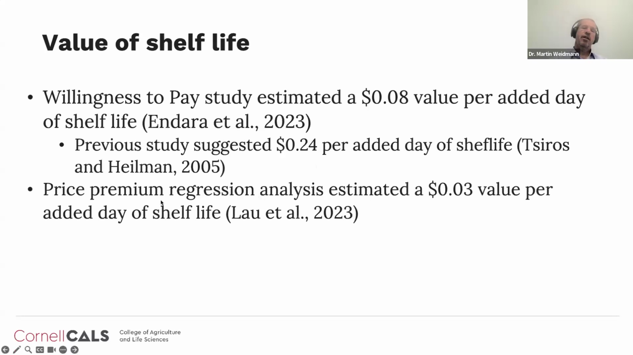We also used a different method, a price premium regression analysis, where we looked at what milk with different shelf life sells for at retail, where we estimate the value at 3 cents. So this is a wide range, right? We go from 3 cents to 24 cents per added shelf life day, but this value will be different to different consumers. And there will be a difference of an added day of shelf life if it's 5 versus 6 versus 55 versus 56, etc. But it gives us an overall estimate that we can start to use to estimate return on investment and come up with some of these better strategies of reducing food waste.